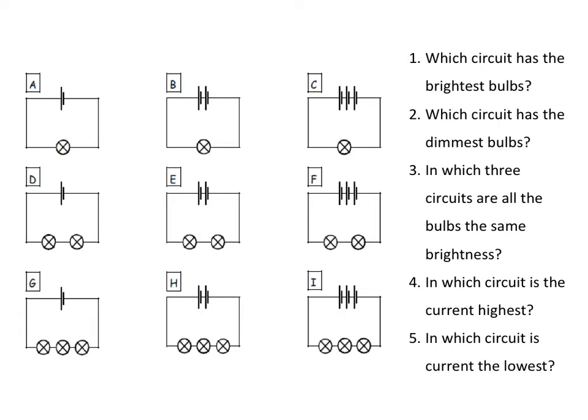Okay, so we're just going to put that knowledge into effect in this set of questions here. We've got 9 different circuits with different numbers of cells and bulbs. We've got a series of questions. In which circuit has the brightest bulb? Which circuit has the dimmest bulbs? Which of them would have the same brightness? We're going to assume each cell is equivalent, and each bulb is equivalent. And then what else have we got? In which circuit is the current the highest, and in which circuit is the current the lowest?